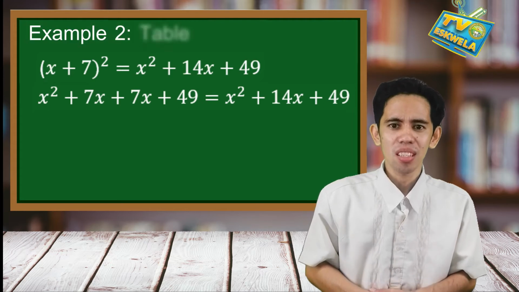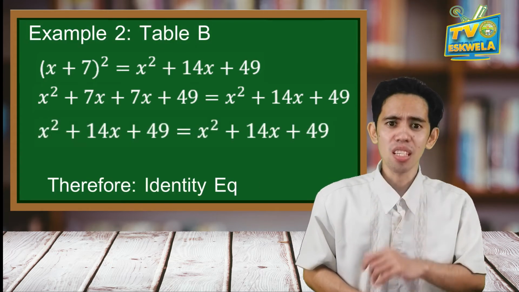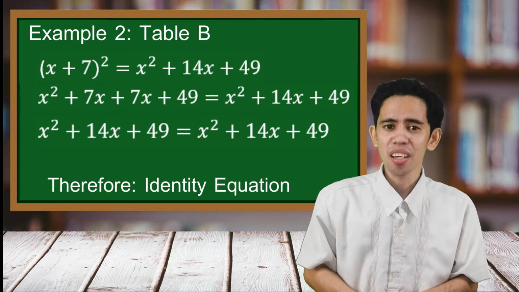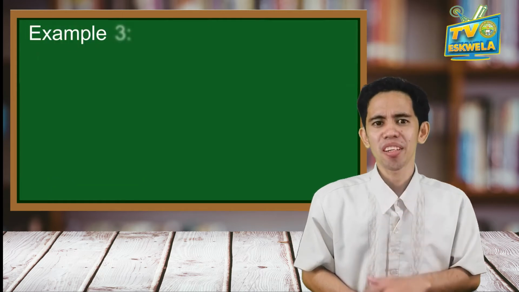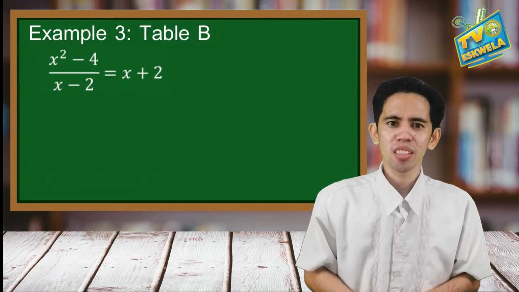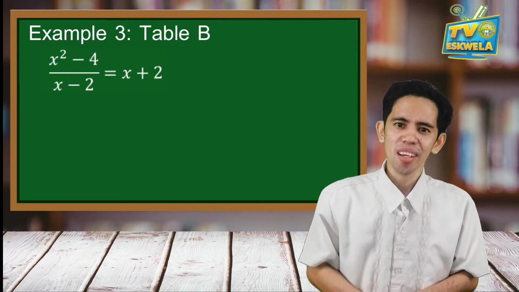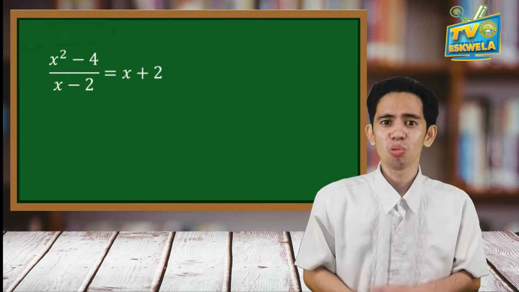Since they are equal, the equation is an identity equation. For the last example of our identity equation, x squared minus 4 all over x minus 2 is equal to x plus 2.